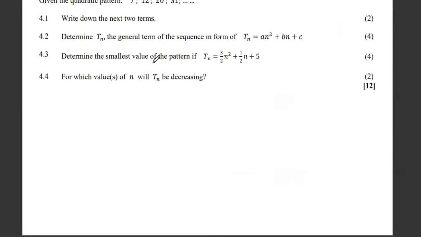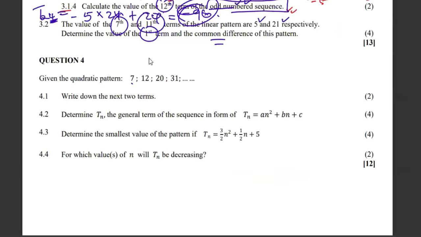Question number 4, we have the quadratic pattern. They need the next two terms. So this is a plus 5, and then a plus 8, and then a plus 11. The second difference is going to be 3 and 3. So if you add a 3 there, it's going to be 14. So 31 plus 14, that's going to be 45. Plus 3 is going to be 17. So 45 plus 17 becomes 62. So our next two terms will be 45 and 62.